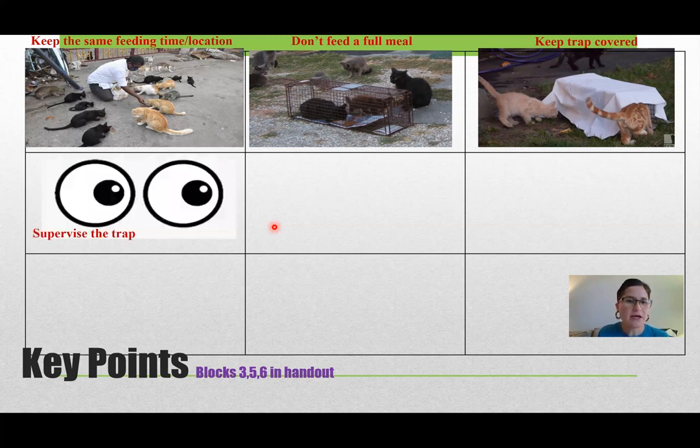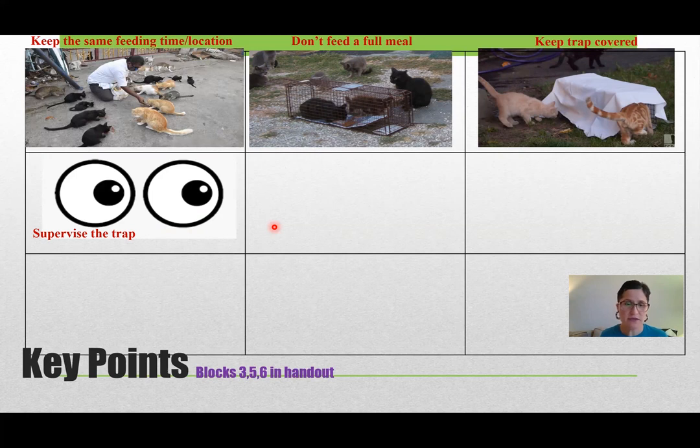All right, next thing, you do want to supervise the trap. So let's just say you have the trap, you have the cover, you have the food, you're ready to go ahead and set it out. You do have to watch the trap. Now, it doesn't have to necessarily be you, but it can be a trusted neighbor, maybe an older kid, somebody who knows what to do with the cat if the cat does get trapped.